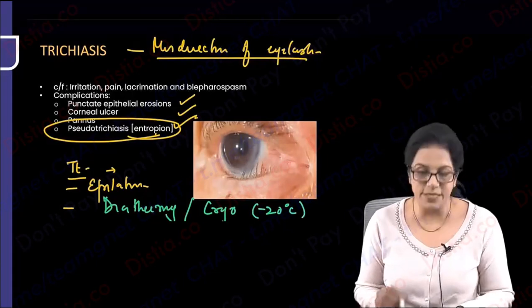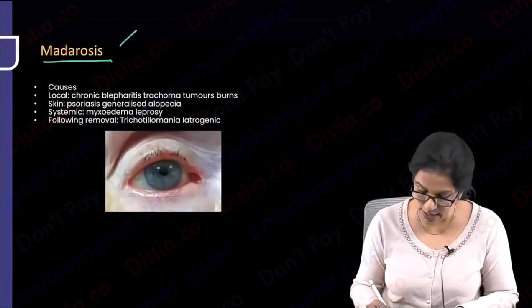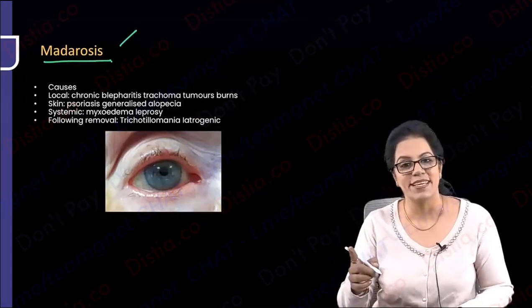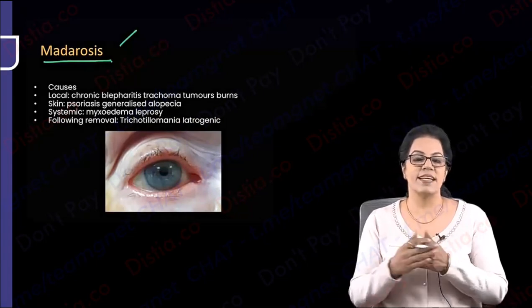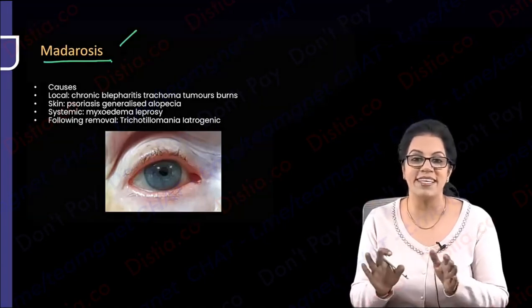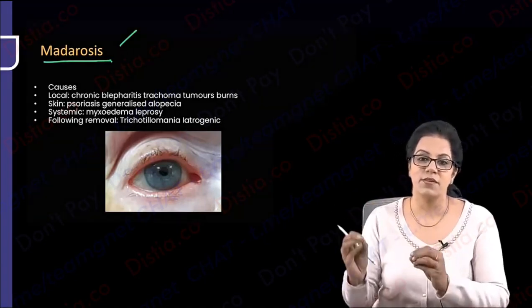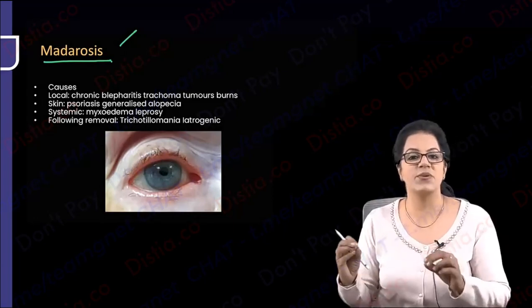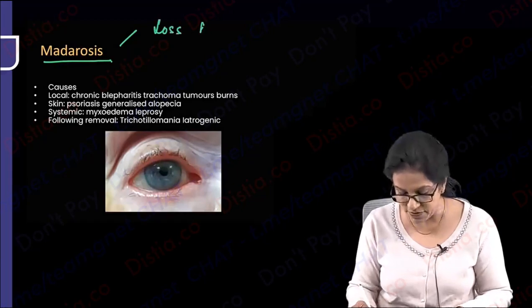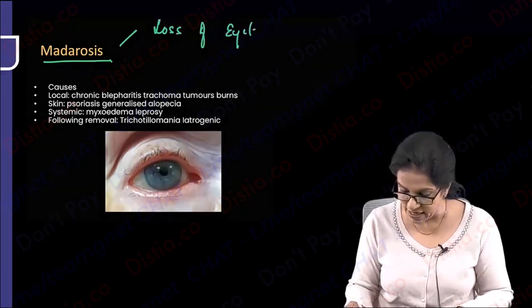So what is madarosis? They have asked you. Madarosis can be loss of eyebrows, also called madarosis. Loss of eyelash is also called madarosis. Sometimes people misunderstand, and students ask me, when both are lost, then it is madarosis. No, we are not saying this. We are saying loss of eyebrow, you call madarosis. Loss of eyelash, again you call madarosis. Is it clear now? So it's an overlapping term for both loss of eyelash and loss of eyebrow.